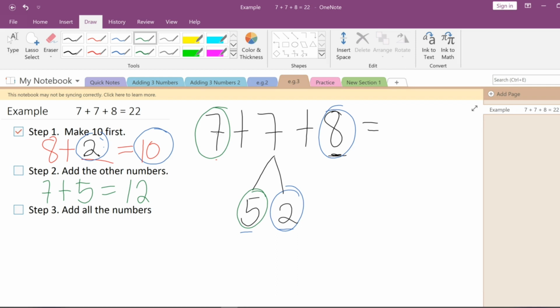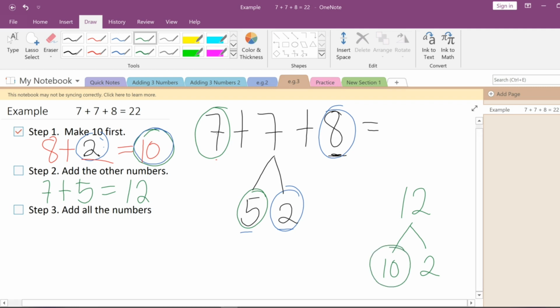Now, if we look for the number bond for 12, we have 10 and 2. Right? Yes. Now we know that the number bond for 12 is 10 and 2. So we can add the numbers. We have the 10 in this step 1. 10 plus 10, the number bond of 12, plus 2. Let me write it down. 10 plus 10 plus 2.